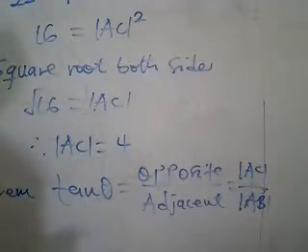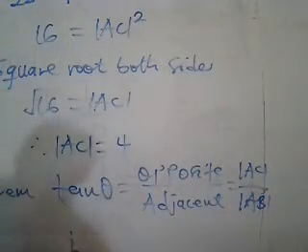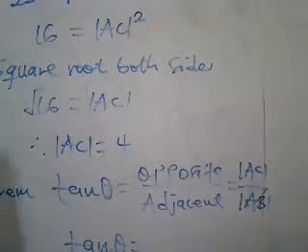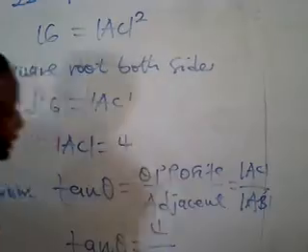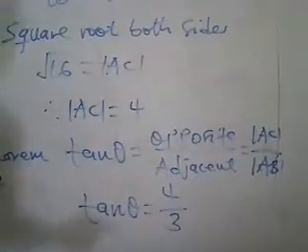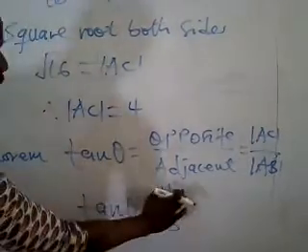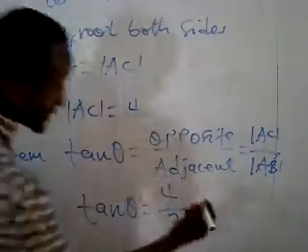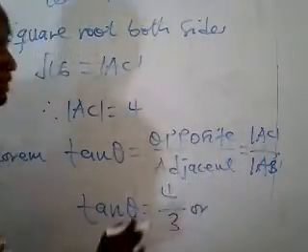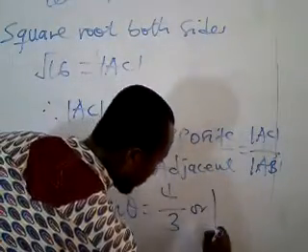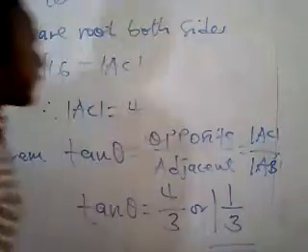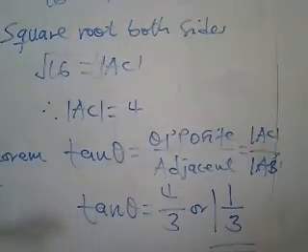So what do you have then? In place of AC, you say tan theta equal to AC, which is 4, over AB, which is 3. So we have now tan theta equal to 4 over 3. You can still further simplify it: 3 goes into itself 1, and into 4 one whole number, remainder 1 over 3. That is the value for tan theta.